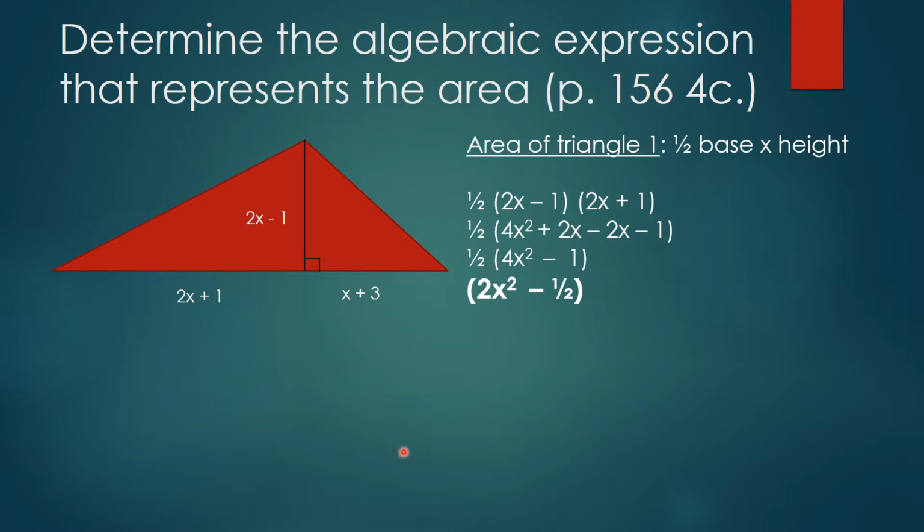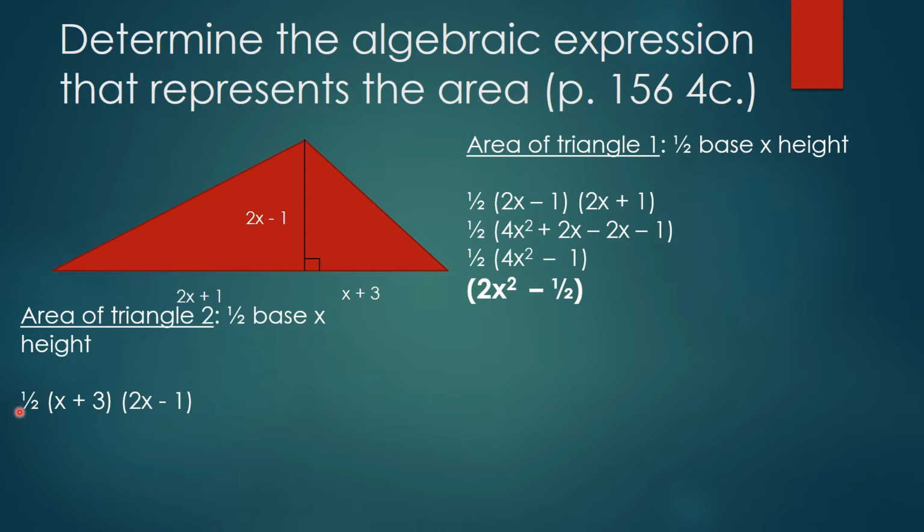Now we're going to find the area of the smaller triangle on the right. Again, it's 1/2 base times height. So 1/2, base is x plus 3, and the height is 2x minus 1. So multiply the binomials together first, before multiplying by the 1/2. Again using FOIL, x times 2x gives you 2x squared. Outside terms, x times -1 gives you -1x. Inside terms, 3 times 2x gives you 6x. And last terms, 3 times -1 is -3.